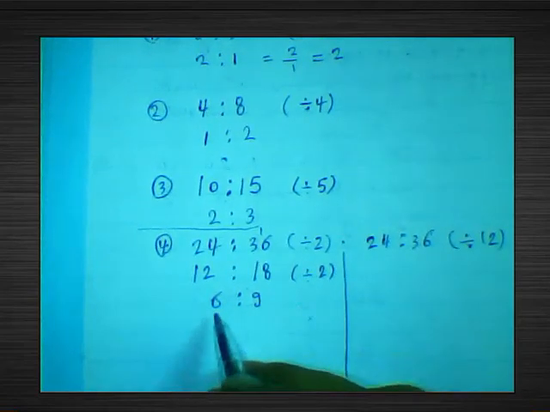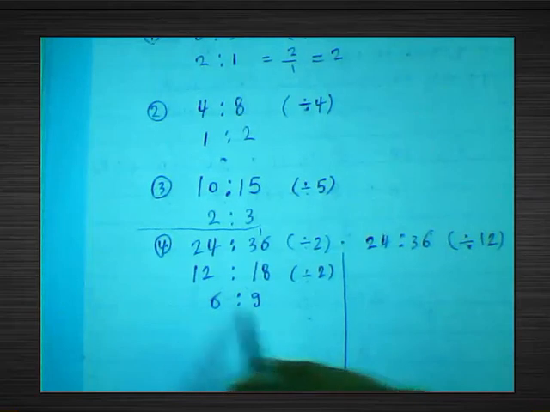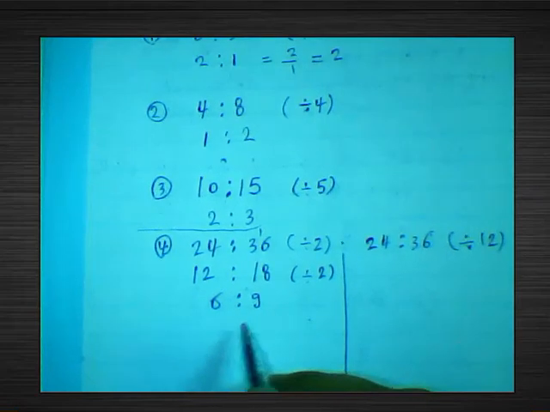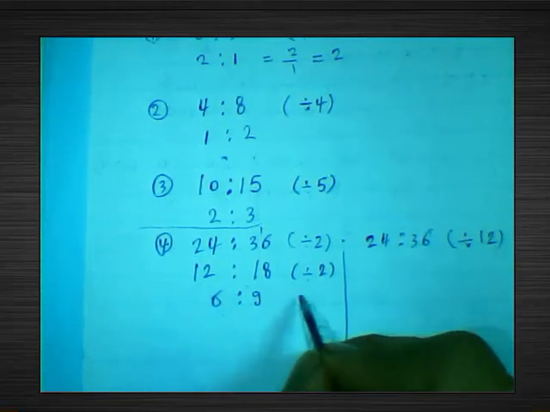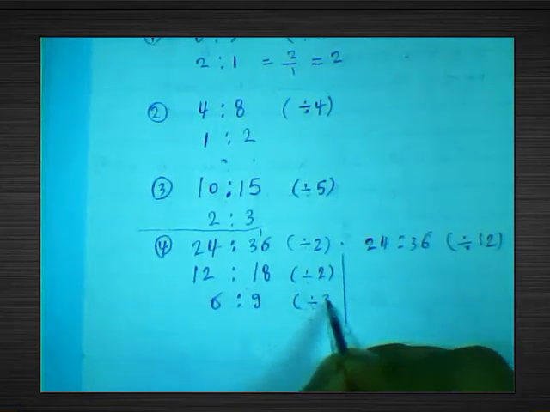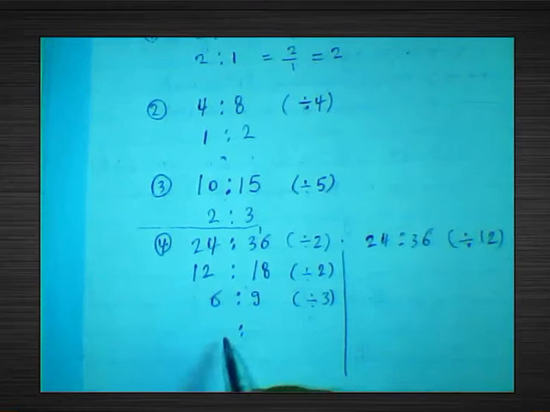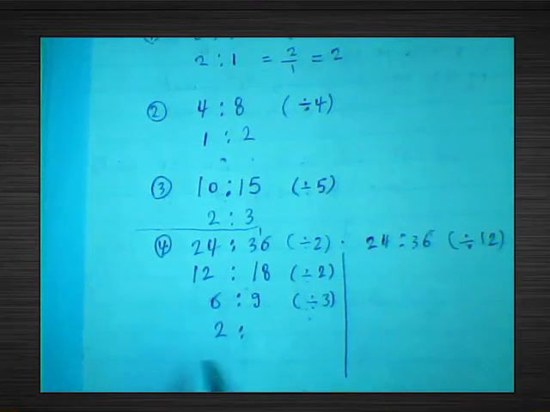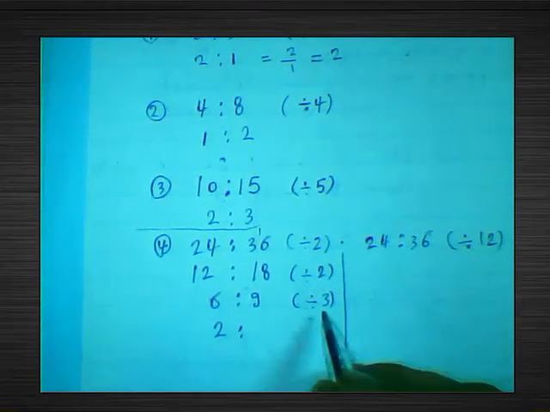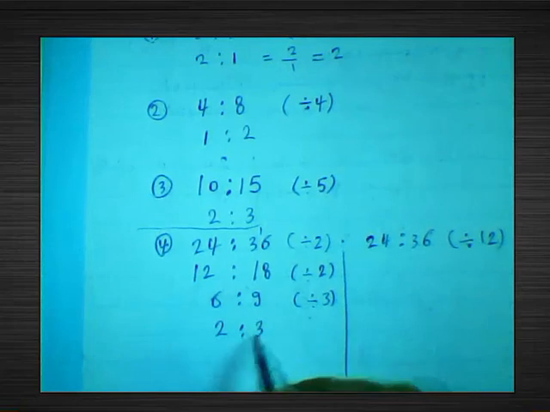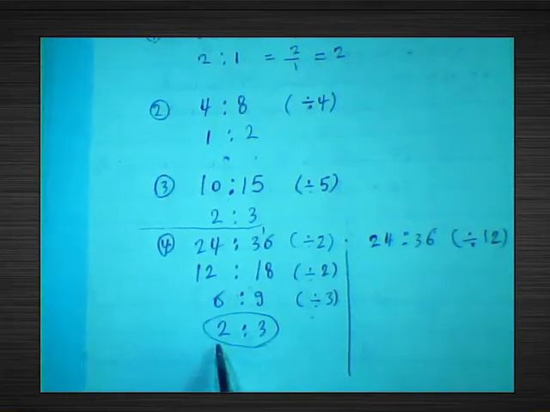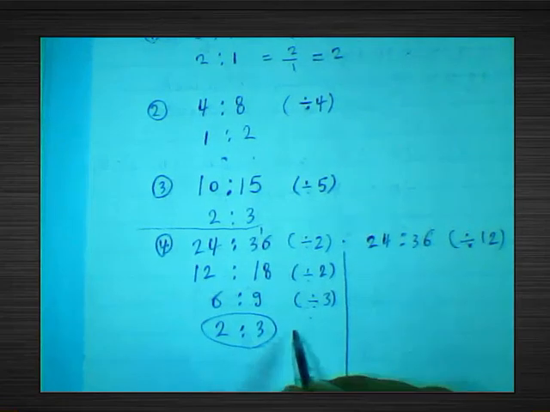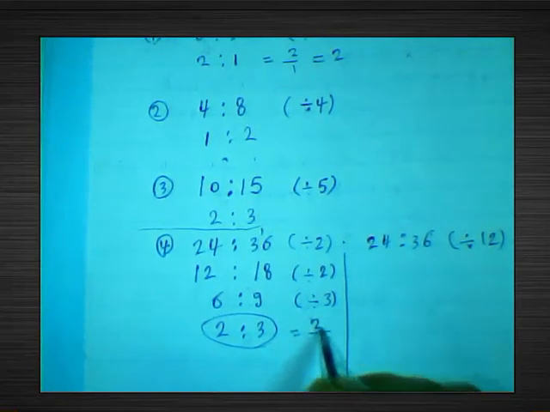6 and 9. Don't swap them, it's 6 to 9, not 9 to 6. So in another step, we can divide it by 3. 6 divided by 3 equals 2. 9 divided by 3 equals 3. So the simplest form is 2 to 3, or we can write it as 2 over 3.